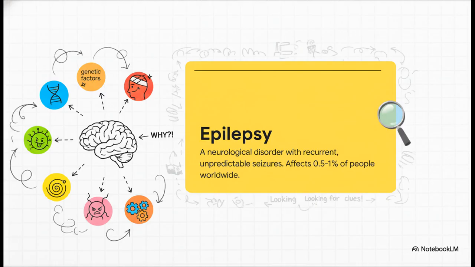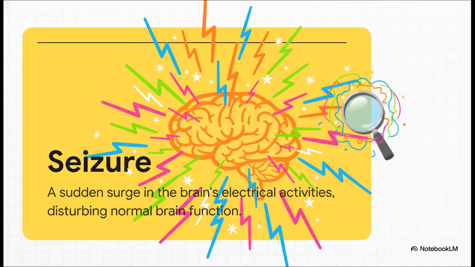It's an underlying neurological condition that makes a person prone to having these seizures happen again and again, often unpredictably. It's actually pretty common, affecting about 0.5% to 1% of people worldwide. And the causes? Well, they're all over the map. It could be genetics, a brain injury, an infection, you name it. And the seizure, that's the event itself. It's that sudden, out-of-control electrical storm in the brain that messes with its normal function.